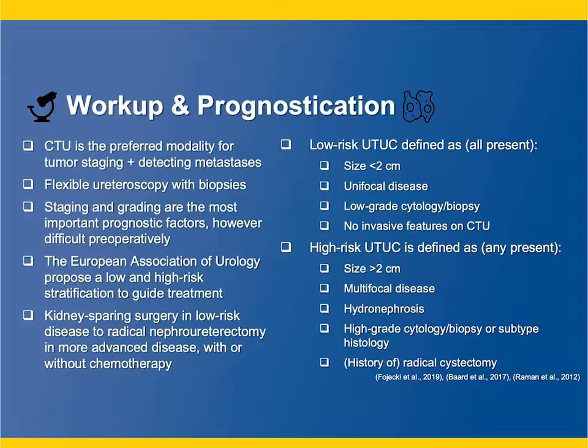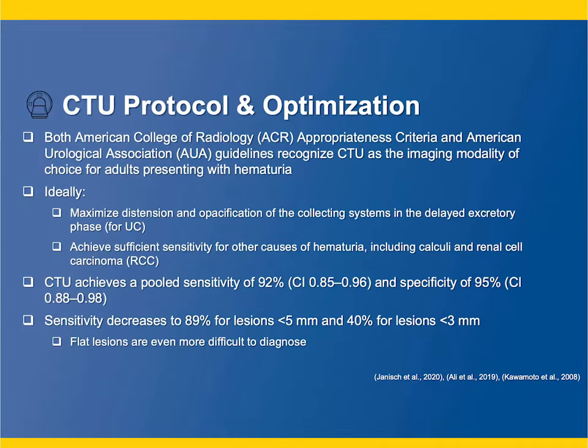We talk about low-risk upper tract tumors versus high-risk. Low-risk, under 2 cm, unifocal, low-grade cytology, and no invasive features on the CT, while high-risk, any of the following: over 2 cm, multifocal, hydronephrosis, high-grade cytology, and potentially a history of radical cystectomy, which means you're talking about multifocal disease.